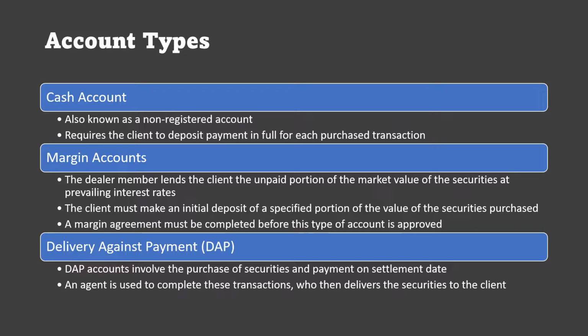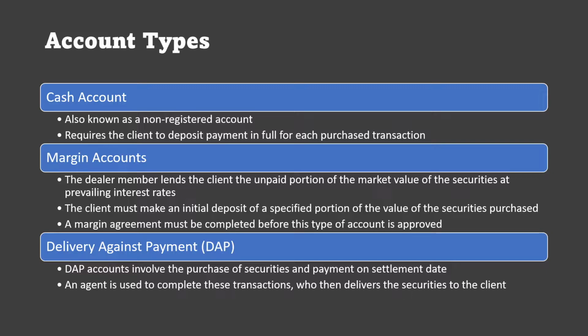But basically, with margin accounts, dealer members lend to the client the unpaid portion of the market value of the securities at prevailing interest rates. The client must make an initial deposit of a specific portion of the value of the securities purchased. This initial deposit depends on the margin rate, and a margin agreement must be completed before this type of account is approved. There is also delivery against payment.